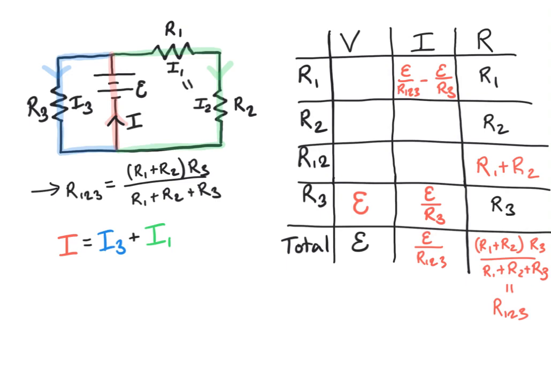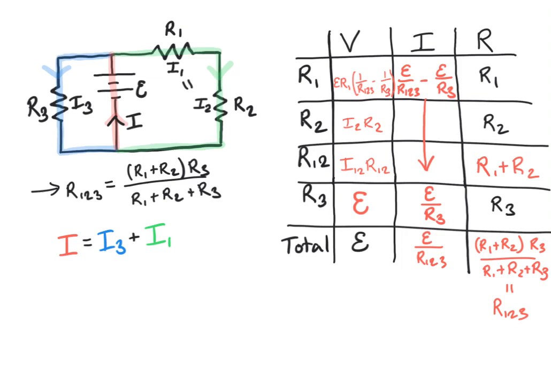Since R1 and R2 are in series with each other, their currents are the same, and since R1, R2 is sort of the merger of R1 and R2, the current through that is also the same. So I can extend this down. Now I have two of the three unknowns for my top three rows, which means I can find the voltages across R1, R2, and the voltage across R12, the equivalent resistor.